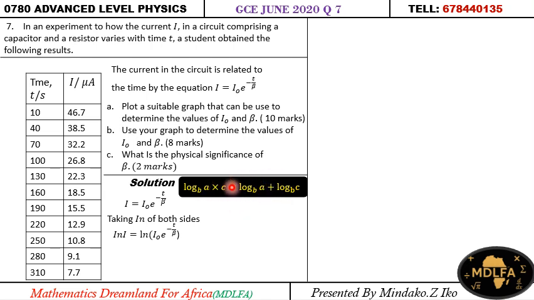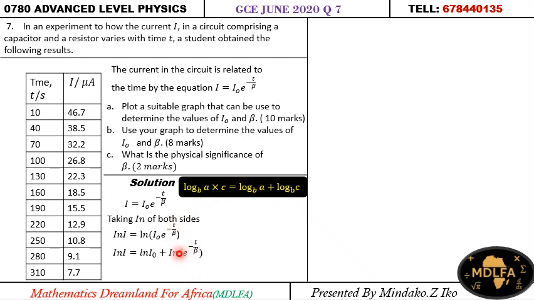If you look at things clearly, here we are multiplying I naught times e power negative t over beta. So if you apply that law, we are going to have ln I equal to ln I naught plus ln e power negative t over beta. So I've applied the addition law here. Now this is another important law again.